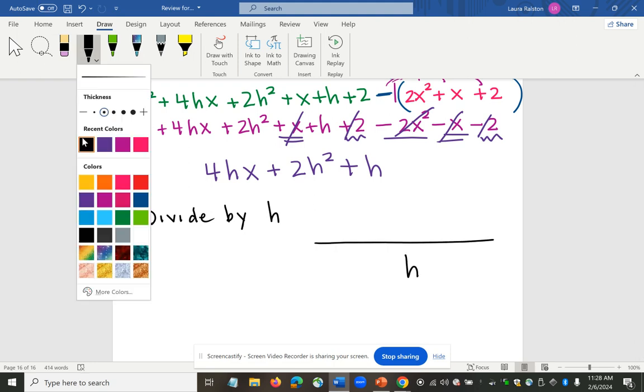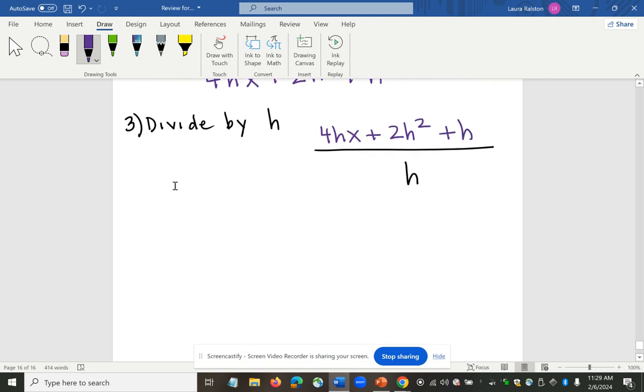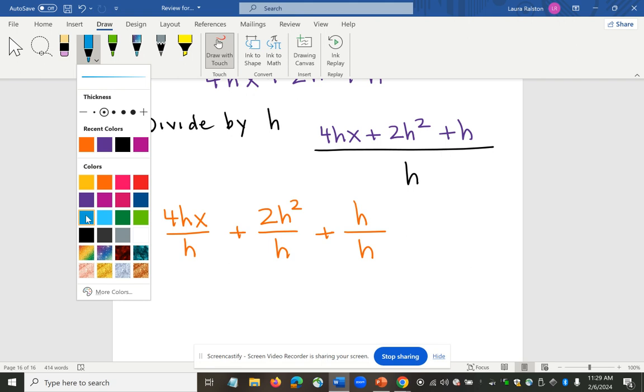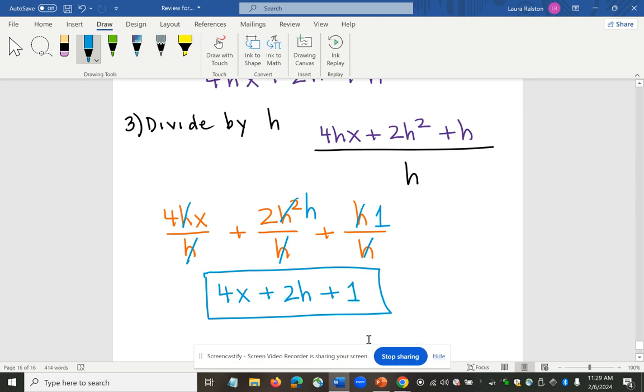So I take the answer that I just found, 4hx plus 2h squared plus h, and I divide it, okay? Separate it out. 4hx over h plus 2h squared over h plus h over h. Okay, simplify it. So I have an h in the numerator, h in the denominator, 2h squared in the numerator, h in the denominator. This one, they're going to divide out, but remember h divided by h is 1. So I have 4x plus 2h plus 1. And there is my difference quotient. And there you go, guys.